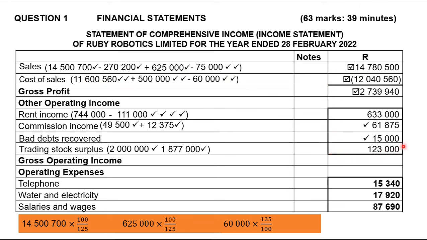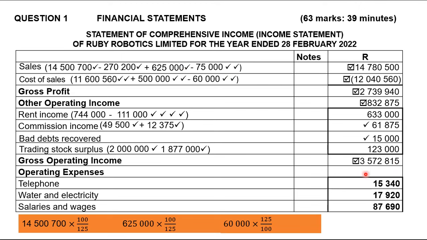Done. I'm going to come to this box here. I'm going to add everything in this box. And the total amount that I get by adding everything in this box, so it's this 633,000 plus 61,875 plus 15,000 plus 123,000. That total, I'm going to put it here on top of the shaded box. And that'll give me 832,872, which is my other operating income. And then I'm going to add these two here, my gross profit and my other operating income. They will give me this one here, which is my gross operating income.